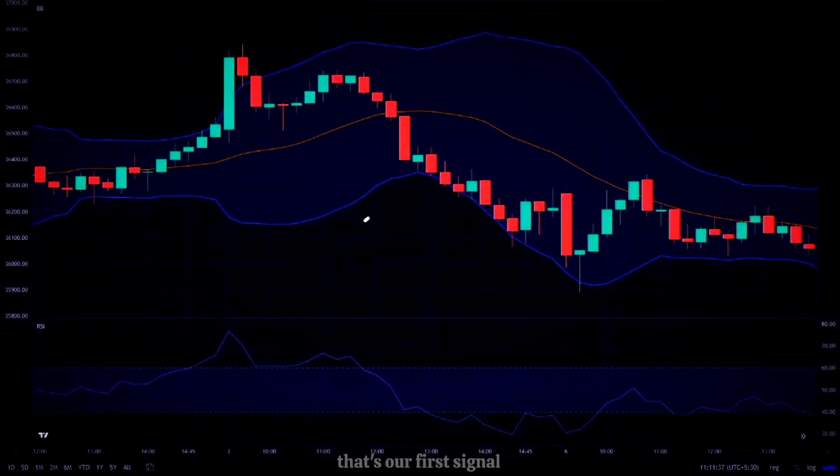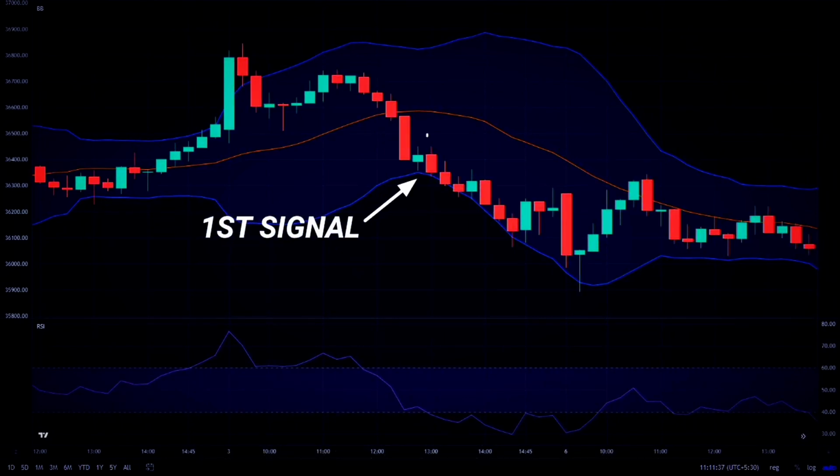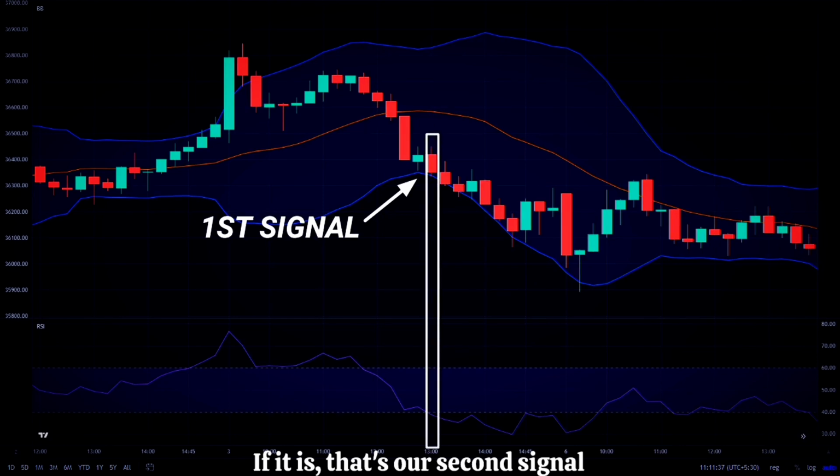Similarly, if any candle touches the lower band, that's our first signal. Next, check if the RSI is below 40 at that time. If it is, that's our second signal.